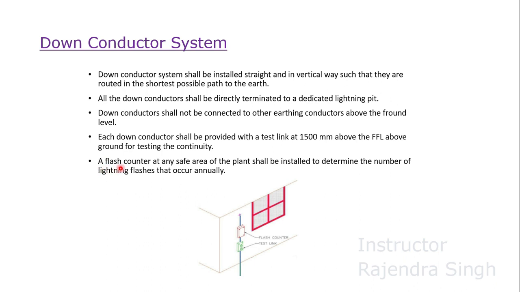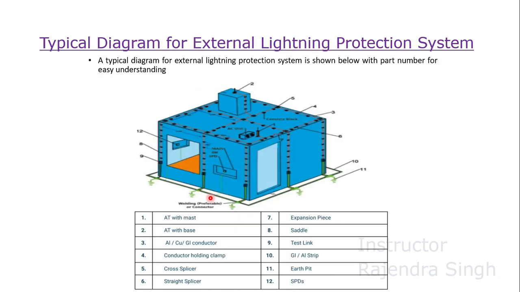Also, a flash counter shall be installed at any safe area of the plant to determine the annual number of lightning flashes occurring in the plant, as a measure of caution. Let us understand the external lightning protection system design through a typical diagram, and let us understand its different parts. A typical diagram for the external lightning protection system is shown below with the part numbers for easy understanding.